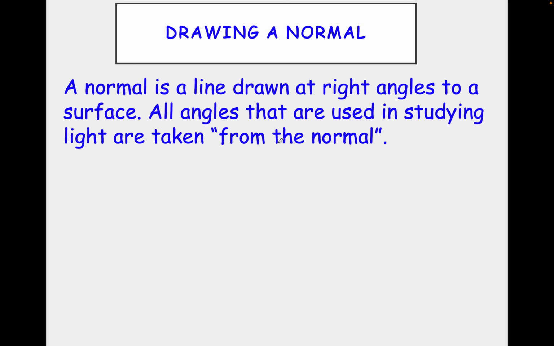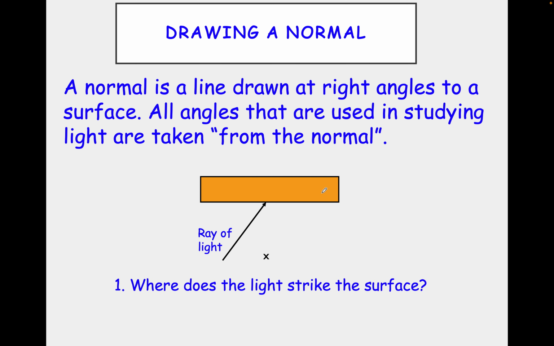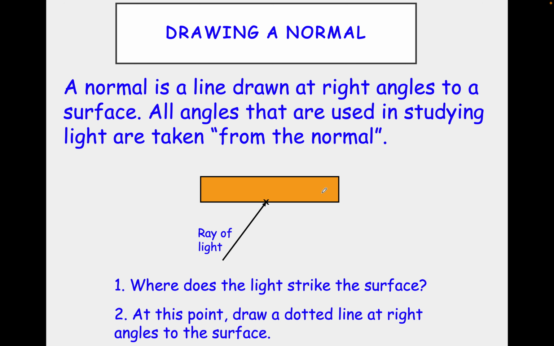So when you're trying to reflect light from a surface, you need to know that the angles that the light comes in from are taken from the normal. If you remember what that is, you'll mark on whichever the surface is where the light strikes it. So we can see that it strikes it there. Then from there, you will draw your normal, just a dotted line at a right angle from the surface. This is our normal line, which we've done in class.